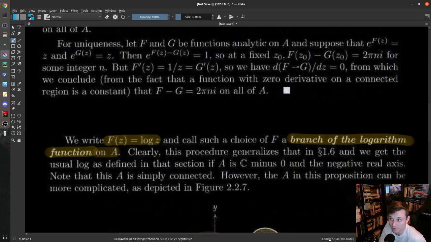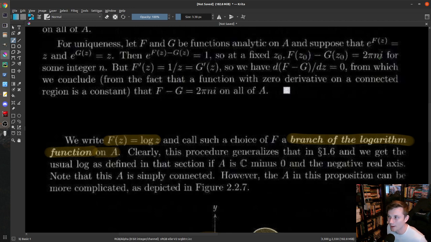So at some fixed z naught, f of z naught minus g of z naught is equal to 2 pi n i for some integer n, right? Why is this? Remember, it's because the exponential is periodic, yeah? So if you get the same value, then the inputs must be the same up to, maybe, a period, right? The input has to be the same up to the period.